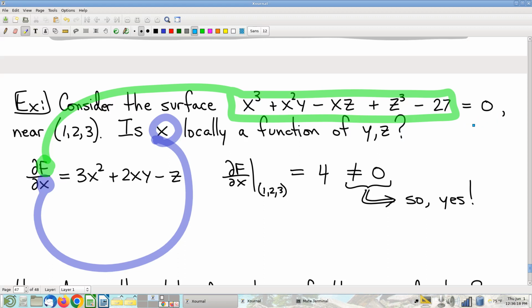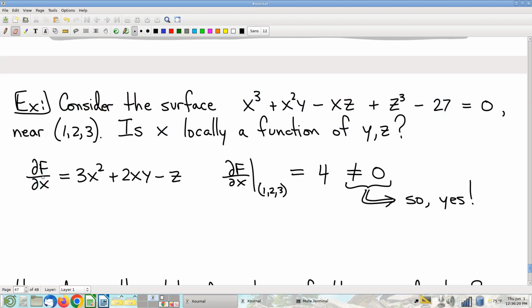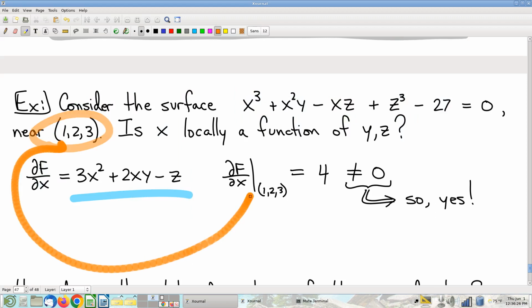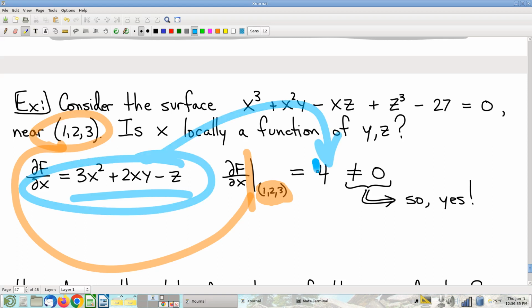And okay, so compute. That partial is this. I'm interested in what's happening at this point here, so I'm going to plug in, at that point, 1, 2, 3. At which point this becomes 4, which, as required by the theorem, is not 0, so no problem.